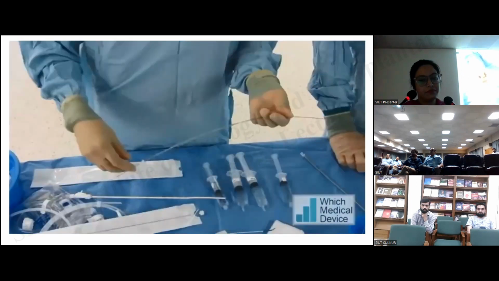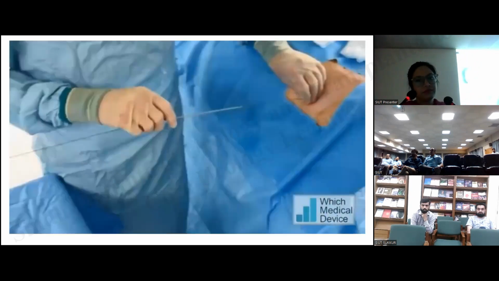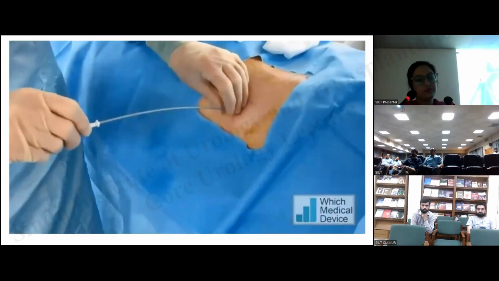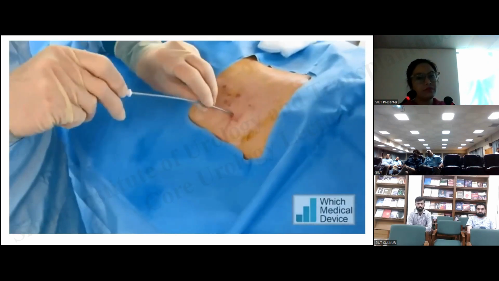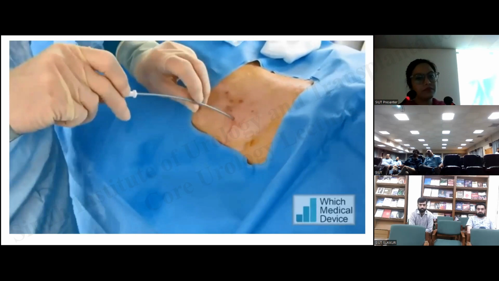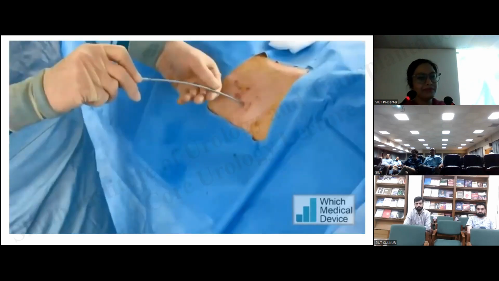So just putting on an 8 French dilator just to start dilatation of the tract. This is a 12 French nephrostomy we're going to finally put in. Just rotating the dilator in. Okay, so 10 French dilator.